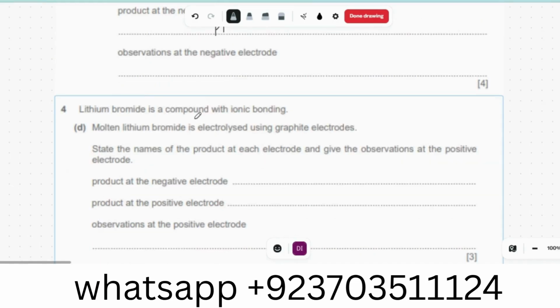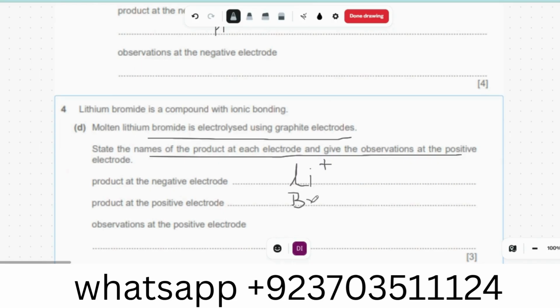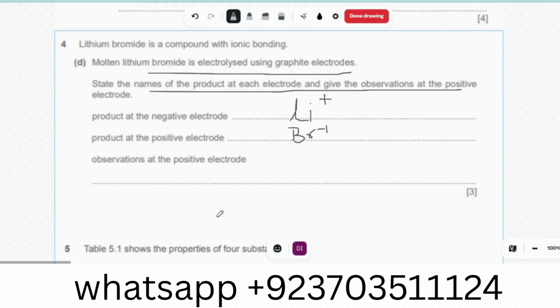Lithium bromide is an ionic compound. Molten lithium bromide is electrolyzed using graphite electrodes. State the name of the product at each electrode and give the observation at the positive electrode. So the product at the negative electrode is lithium, because lithium is Li plus. And on the positive terminal, what is the negative? Bromine, Br minus. Observation on the positive electrode is red-brown vapors.